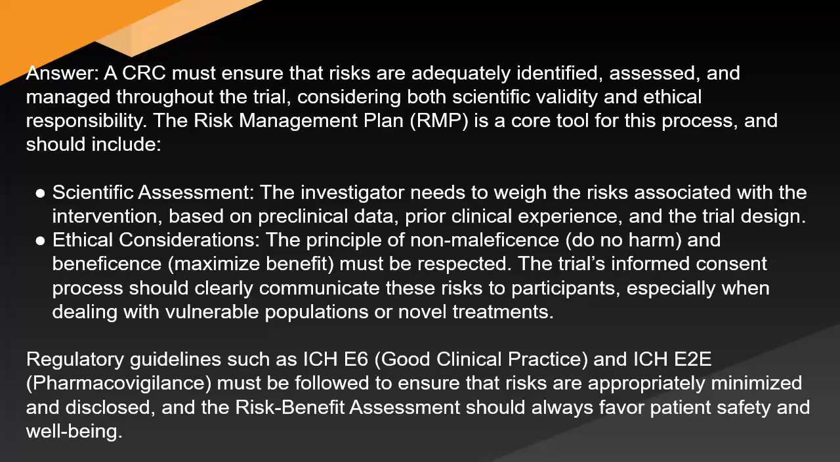The trial's informed consent process should clearly communicate these risks to participants, especially when dealing with vulnerable populations or novel treatments. Regulatory guidelines such as ICH E6 good clinical practice and ICH E2 pharmacovigilance must be followed to ensure that risks are appropriately minimized and disclosed, and the risk-benefit assessment should always favor patient safety and well-being.